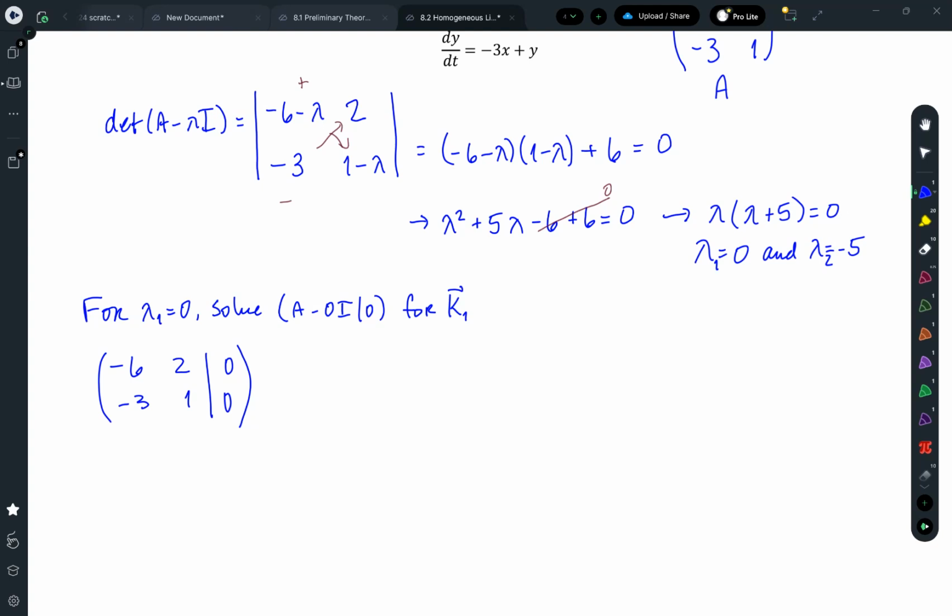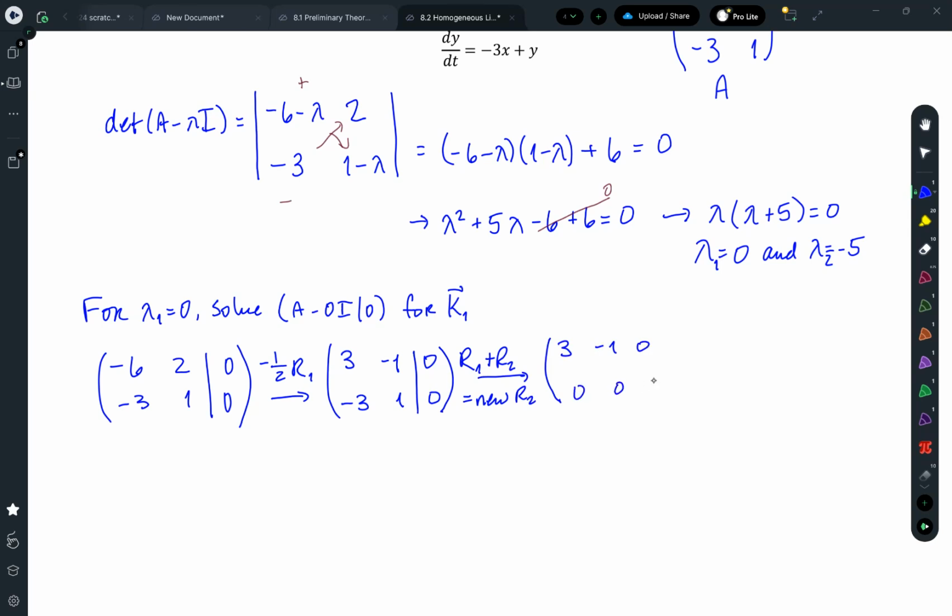Now it looks like we could divide the first row by a negative 2. So in other words, I multiply the first row by negative 1/2. And what happens is it becomes a 3, a negative 1, a 0. The second row is still negative 3, 1, 0. And by doing that, now I can see that if I add row 1 plus row 2 to get a new row 2, I'm going to clear out that second row. So the first row is 3, negative 1, 0. Second row becomes 0, 0, 0 when I combine the two rows.